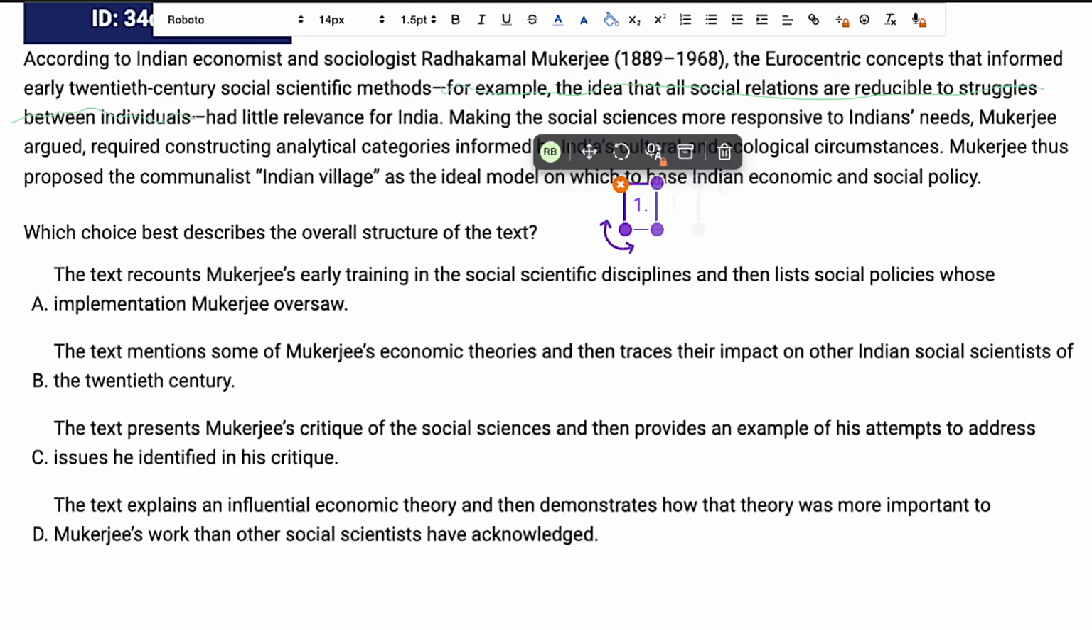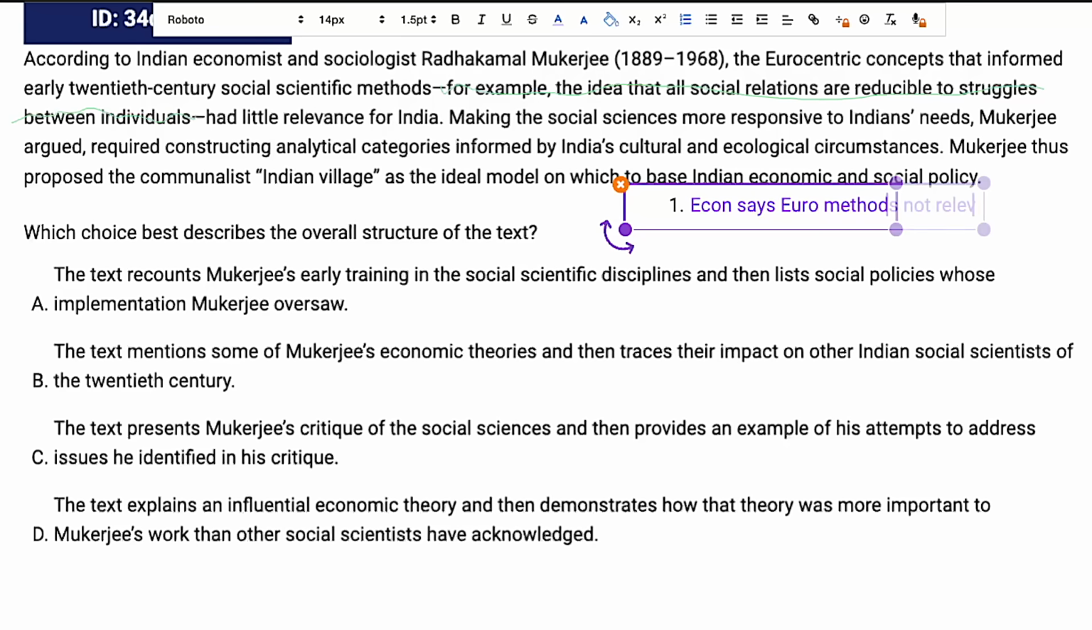So for one, I'll say econ for economist says Euro methods not relevant. And I know it's for India. If you want to add India, you can. In truth, I probably wouldn't even write this down. I'd probably just be thinking this in my head. So first chunk of the text, for me, that's kind of what's happening, right? So you want to put things into your own words. We'll talk about that more in a second here.